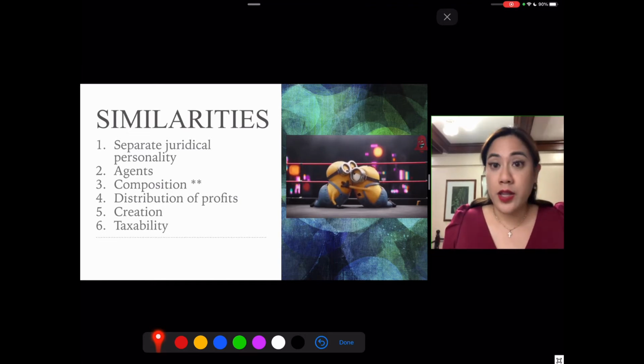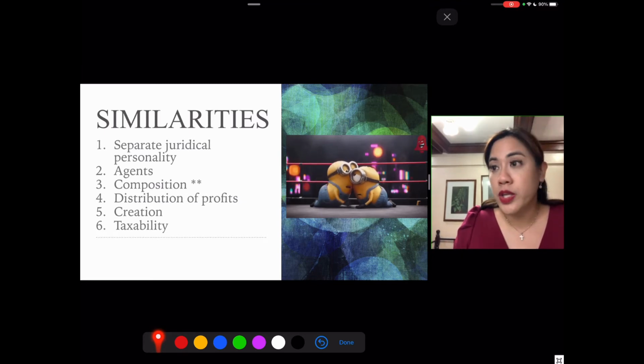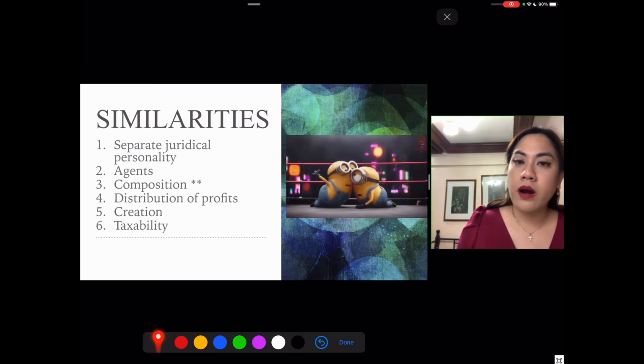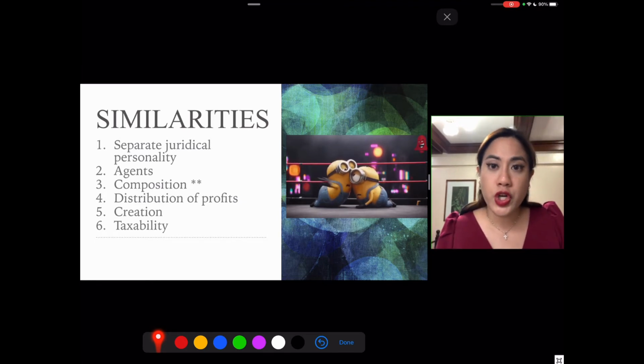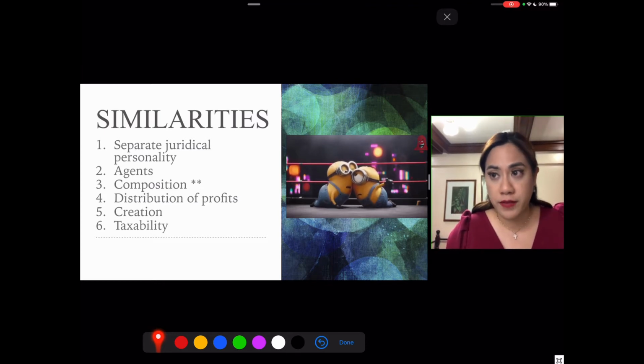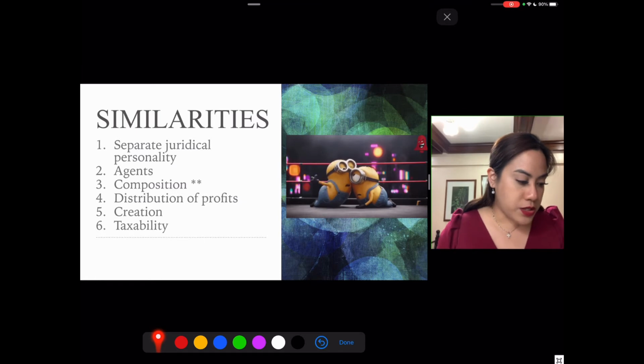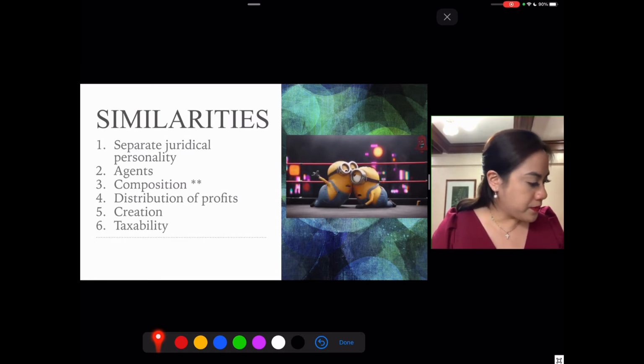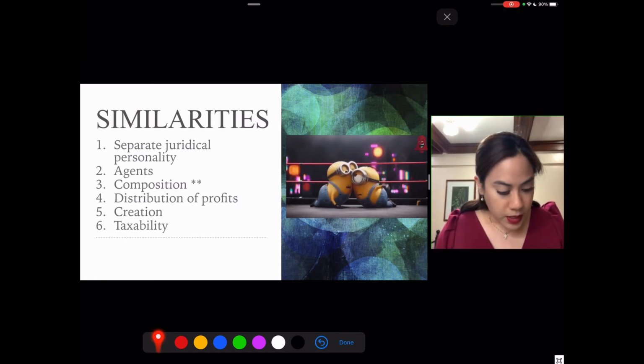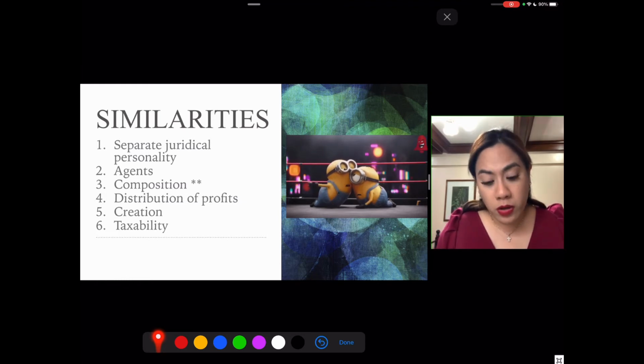Alright, number 4. Both partnership and corporation are created for the distribution of profits, with the exception of general professional partnerships. We're only talking about the general similarities. Both a partnership and a corporation are generally created for the distribution of profits. Number 5, as to the creation, is both by law, although we're talking about different laws.